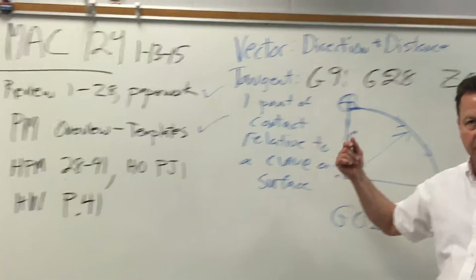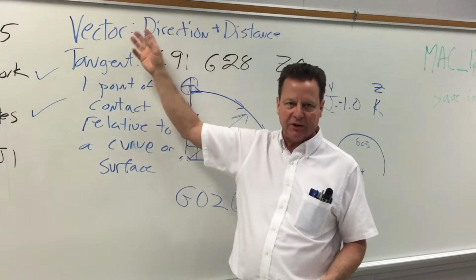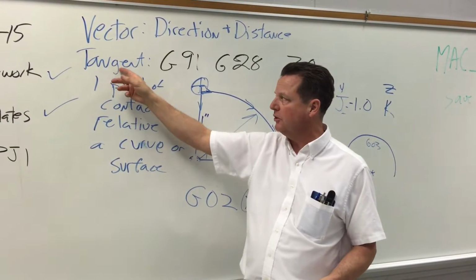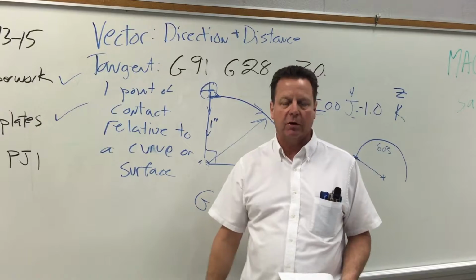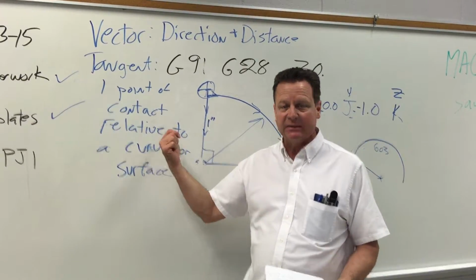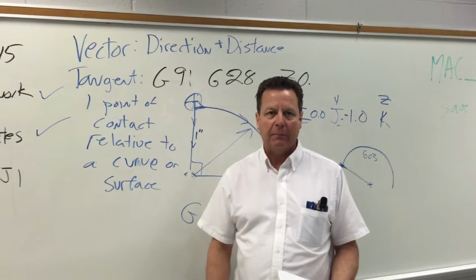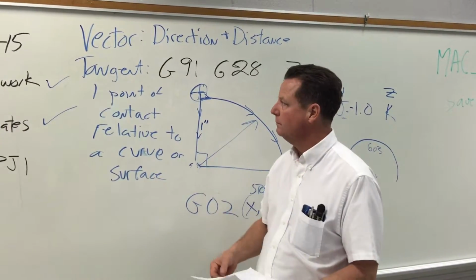The other things that we learned today was a vector is a direction and a distance. The definition of tangent is one point of contact relative to a curve or surface. The best example for that is drop a bowling ball on the floor. How many points of contact does the bowling ball make with the floor?